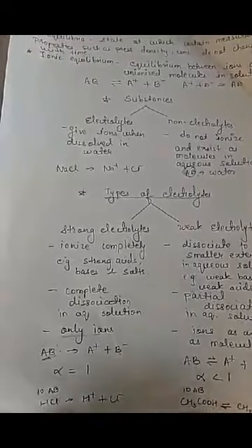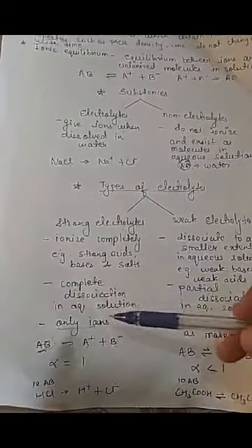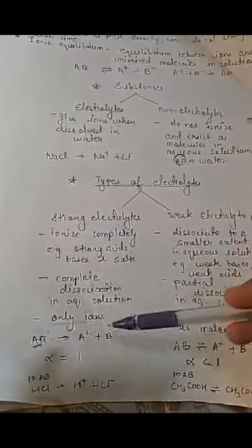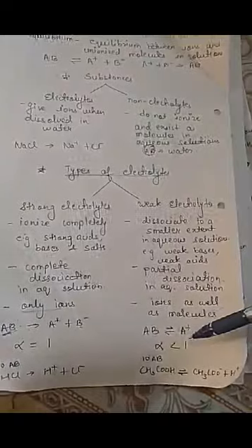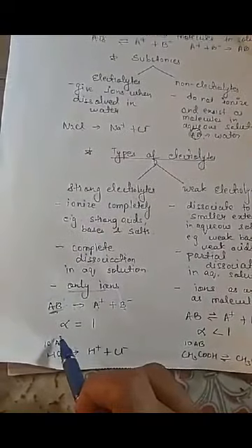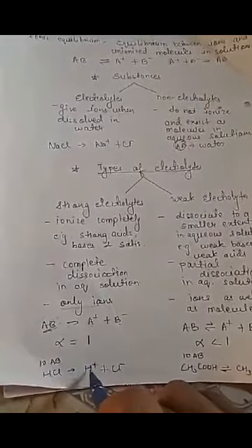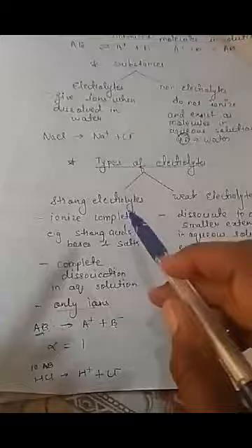So strong electrolytes and weak electrolytes have alpha as 1 for a strong electrolyte and alpha less than 1 for a weak electrolyte. Now what is this alpha? That we will study in the next topic. For example, if I take 10 ml of AB compound, it will completely dissociate into A plus and B minus. For example, if I have taken 10 ml of HCl, it will completely dissociate into H plus and Cl minus. So that is a strong electrolyte.